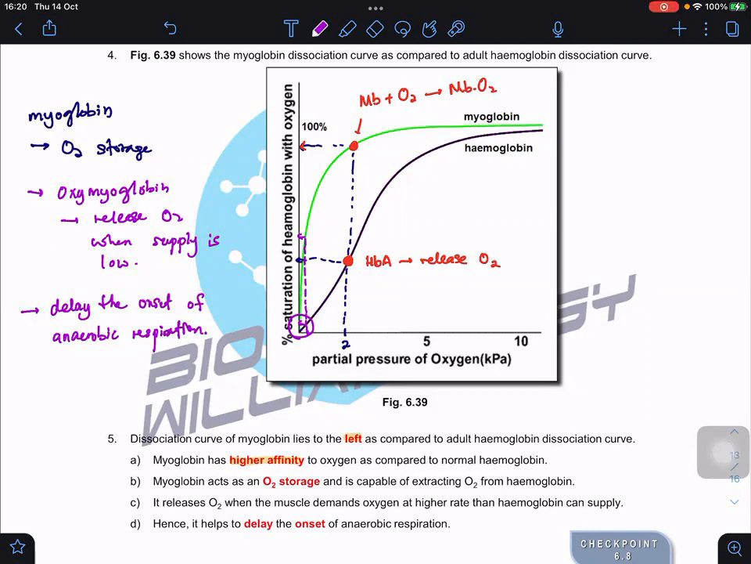But if, let's say, without the storage, what will happen? Once the supply is not sufficient, immediately you're going to be starving, right? So in this case, the myoglobins act as the O2 storage and release the O2 when the supply is low. Therefore, we can delay the onset of anaerobic respiration, so we are still able to continue our activities.